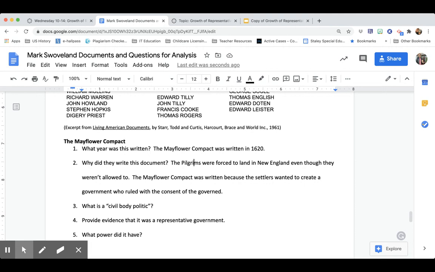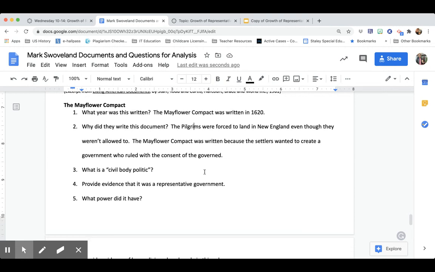This idea of a representative government is based on creating a community that has a government who rules with the consent of the governed. So that's saying that all of these people in the Mayflower Compact got together and they agreed that they were going to create a government which was based on their own wishes, okay? And that's really important in this beginning of American representative government.